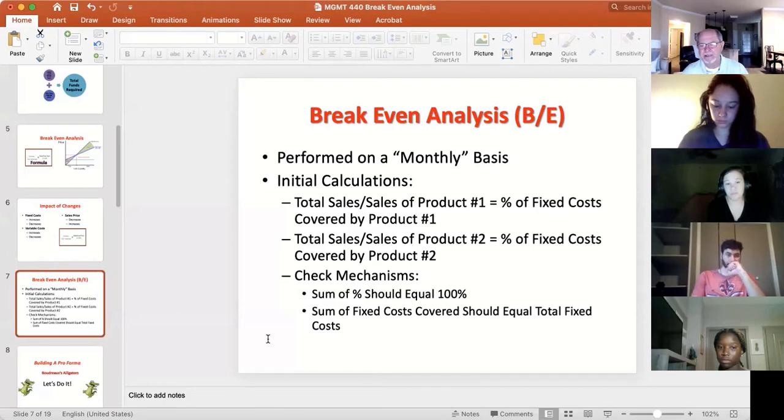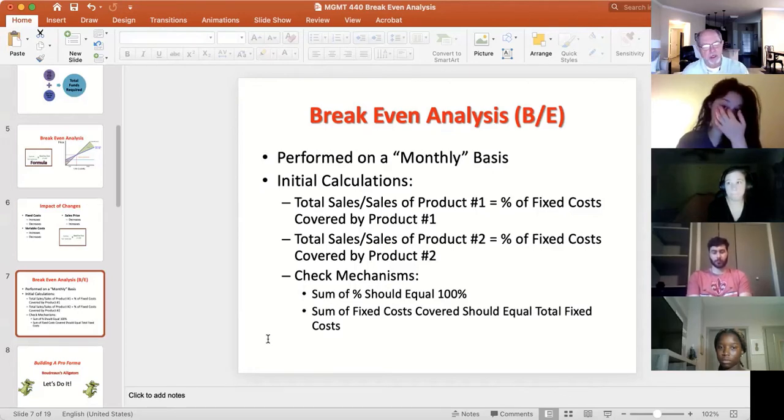We would say, what's our typical cost of beverage? If we're selling it for $5, what's our cost? We do the same thing for the second product. Then we're going to look at the two of these and take their total sales that we estimate for the month. We're going to divide it and see what percentage each one represents. So if you had $10,000 in fixed cost, they're not both going to cover the 10,000.